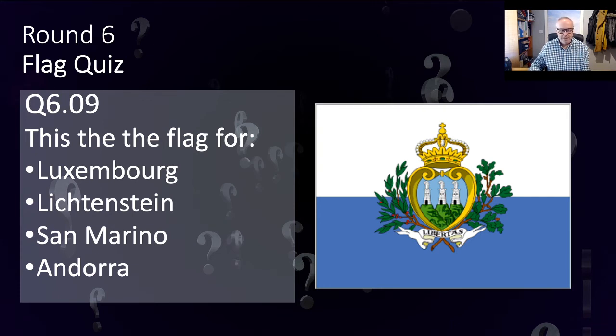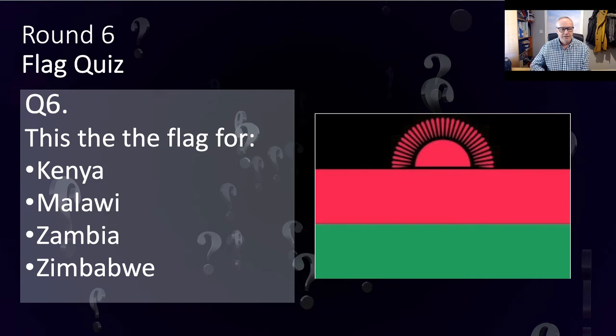And get ready for the last question of our Easter quiz coming up now. Question number 10. This is the flag for Kenya, Malawi, Zambia or Zimbabwe? I know there's a few people out there who should know the answer to this one, or at least should know which one it isn't. So is this the flag for Kenya, Malawi, Zambia or Zimbabwe?